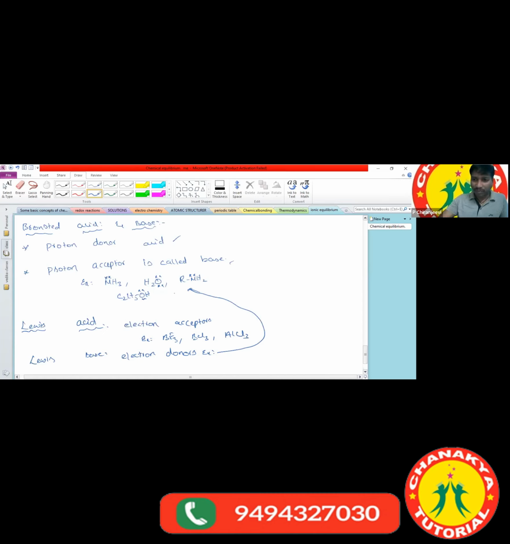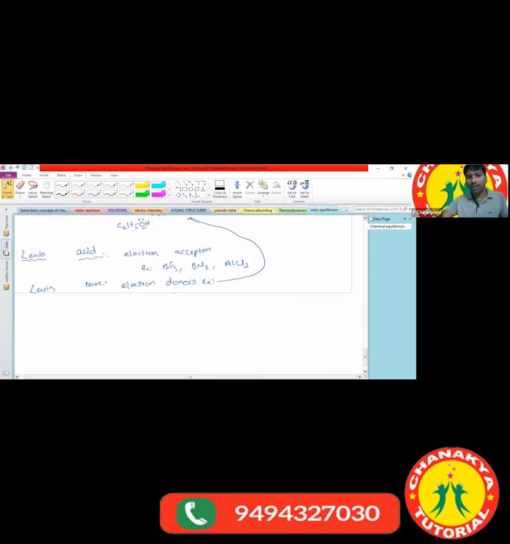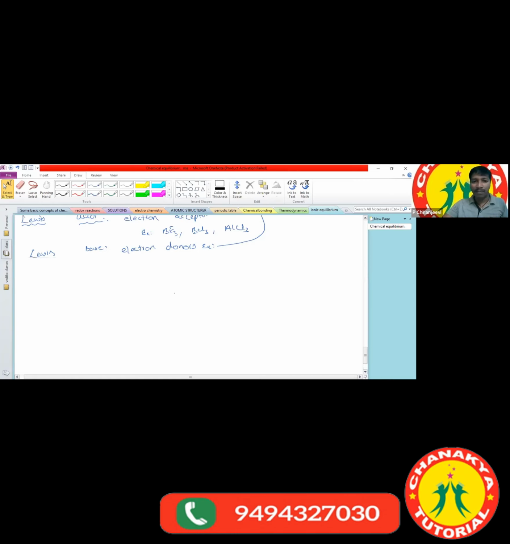Next, we can go for another concept based on this one. We have the conjugate acid base pair. Let us see more. What is meant by the conjugate acid base pair?